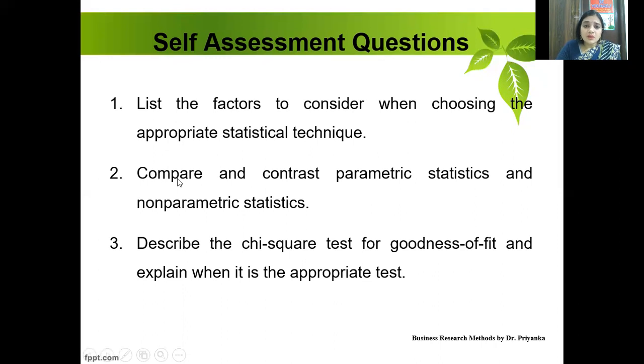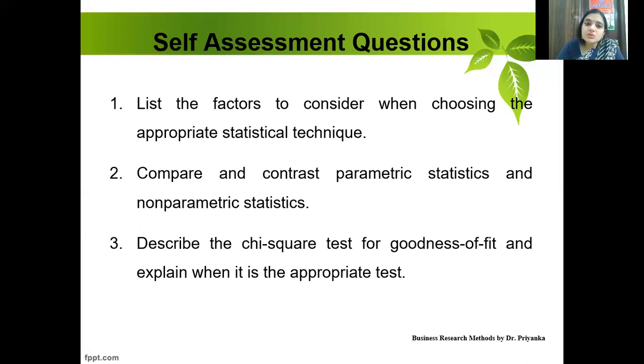Then second is compare and contrast parametric statistics with non-parametric statistics. How would you compare them? Parametric statistics involve numbers with known and continuous distributions when the data are interval or ratio and the sample size is large. Parametric statistical procedures are appropriate in case of these things only: when sample size is large, plus when you have collected data on the basis of either interval or ratio scale.